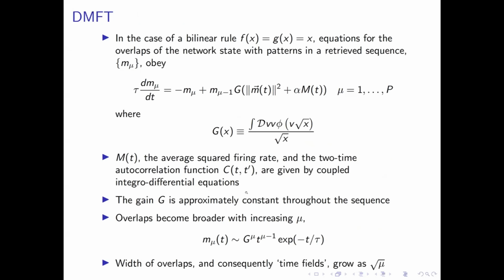But basically, if g is constant, then these equations become incredibly simple, right? And you can basically solve them analytically, and you see that each overlap will be given by this equation. Basically, it's an exponential function times t to the power mu minus 1. And in particular, what it tells us is that the width of the overlaps is growing progressively. So you have a pretty short overlap with the first pattern in the sequence, but then progressively you have this growth of the width, proportionally as the square root of time.